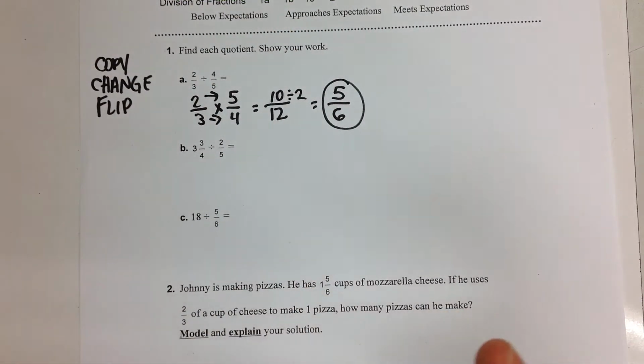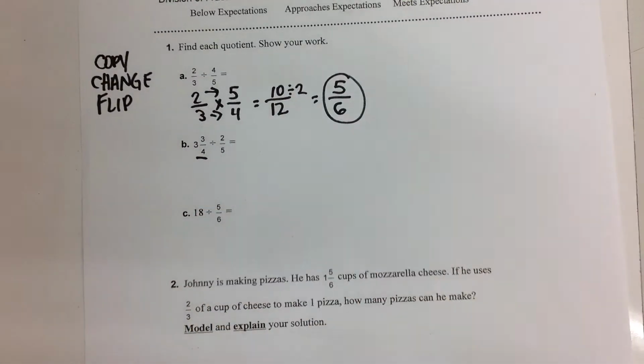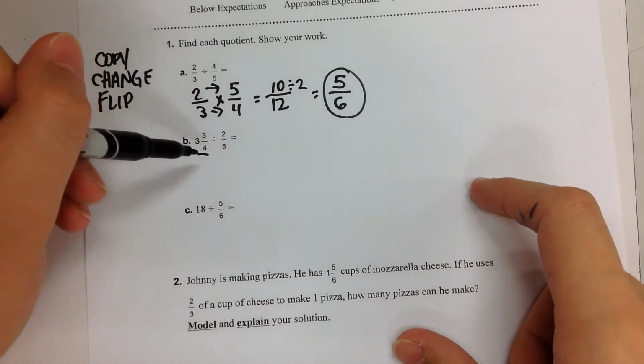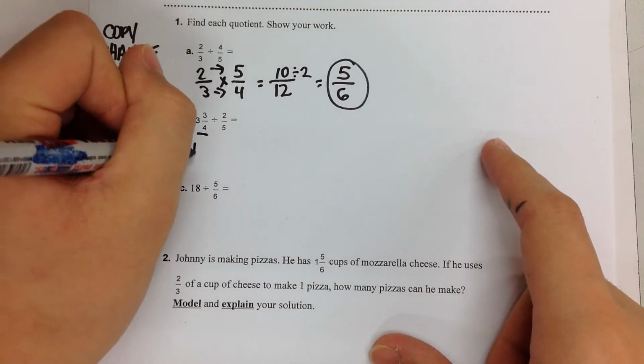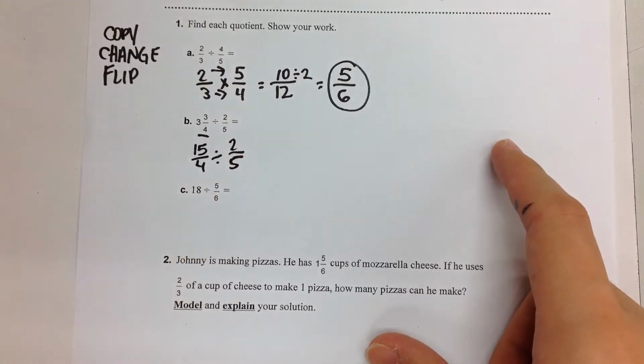Next, I have 3 3/4 divided by 2/5. Again, you need to make sure that you're working with fractions, whether or not they're proper fractions or improper fractions. So I don't like this 3 3/4. I need to turn it into a fraction. So I'm going to do 3 times 4, which is 12, plus 3, which is 15. So that's 15/4 divided by 2/5.